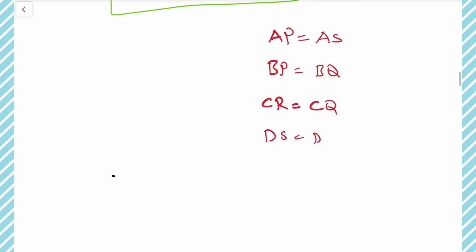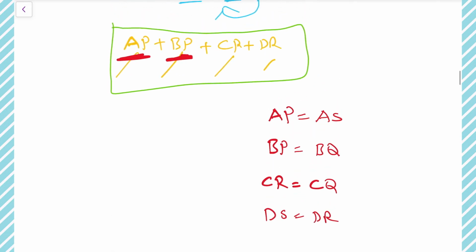DS is equal to DR. Now observe again clearly. CR should be on the left side. Okay, left side only. DR should be on the left side, but DS is on the left side. So just interchange here and there. DR is equal to DS.